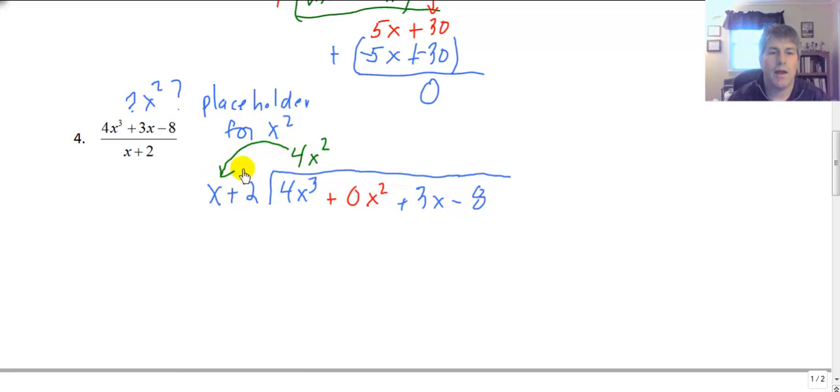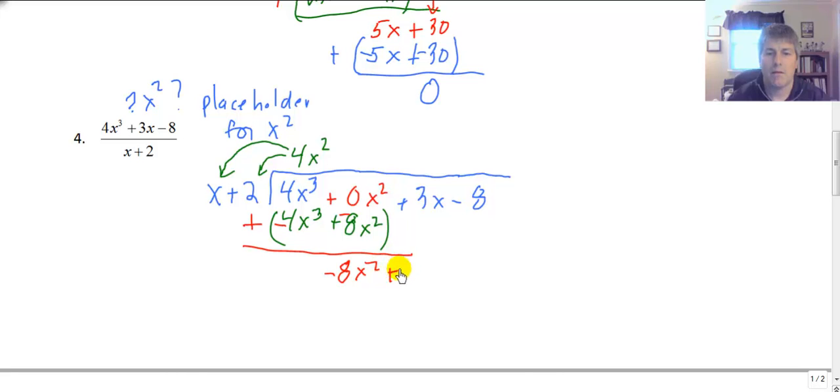So we multiply 4x squared times x, we get 4x cubed. We multiply 4x squared times 2, and we get 8x squared. We subtract our entire quantity. Notice I put it in parentheses, so we have to change all of our signs, and then go ahead and add. So we get a negative 8x squared plus 3x minus 8. Brought down my 3x, brought down my negative 8.